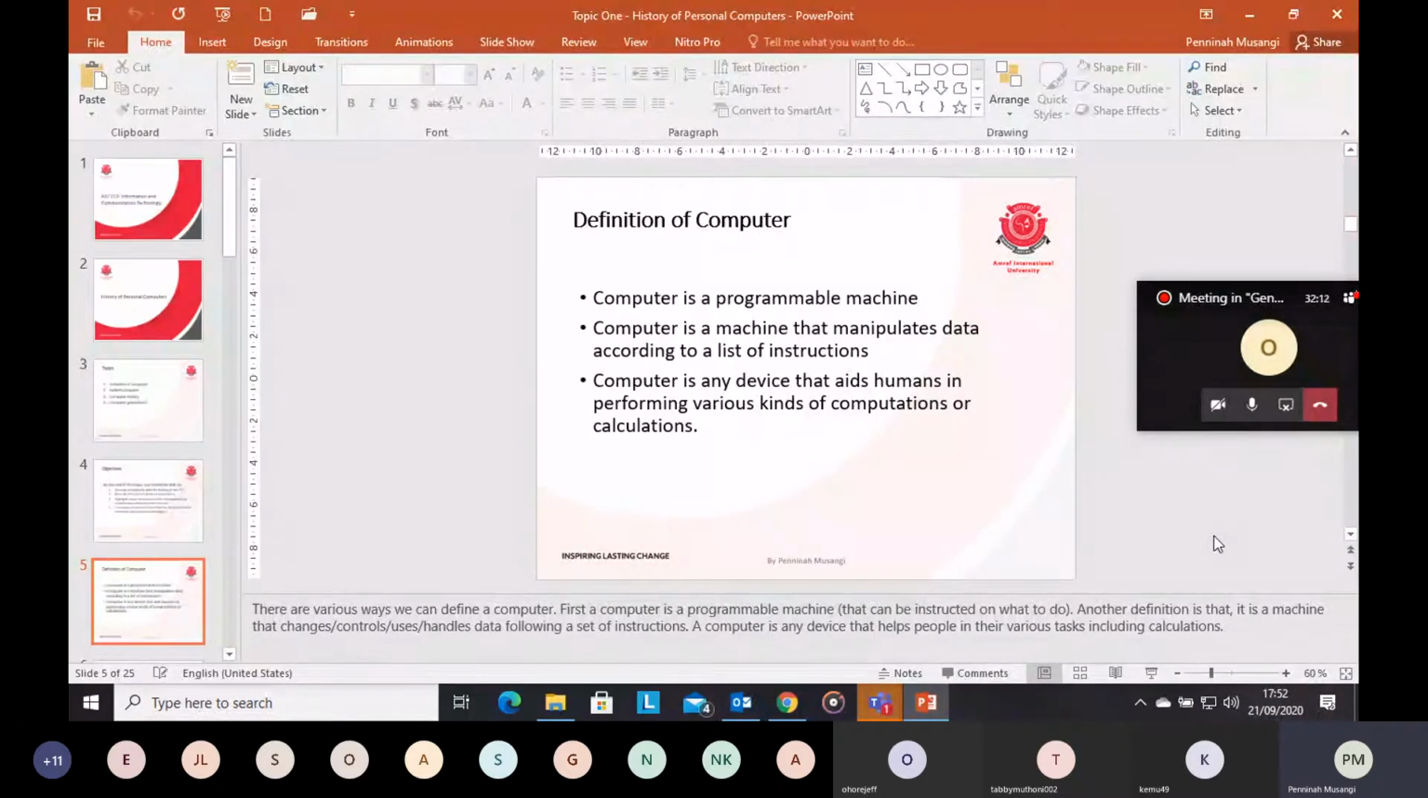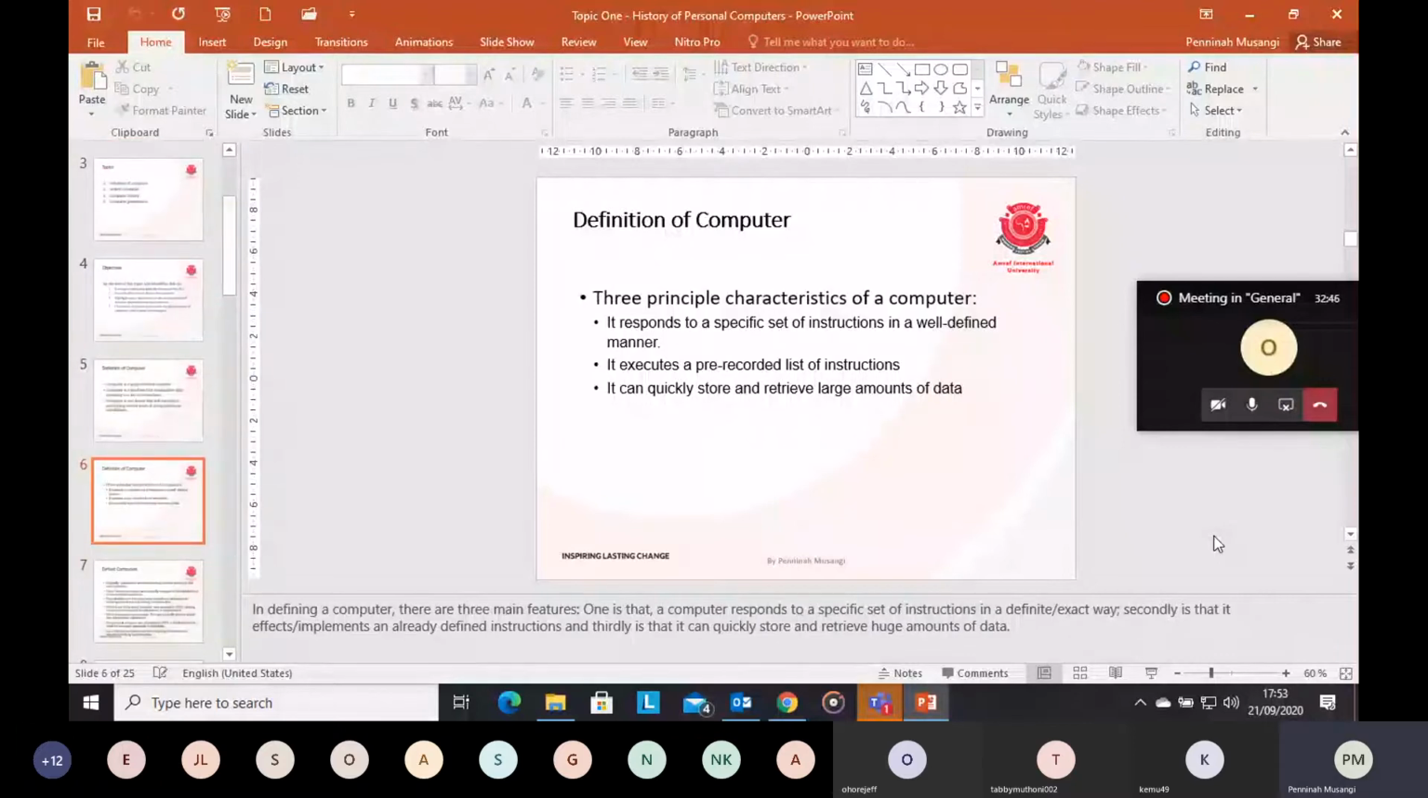Another definition I can give for a computer is any device that aids humans in performing various kinds of computations or calculations. So any device that helps people to compute, any device that helps people to calculate, we can term it as a computer. So the question you might ask is, a calculator helps us to calculate. Does it qualify to be a computer? We are going to see that later.